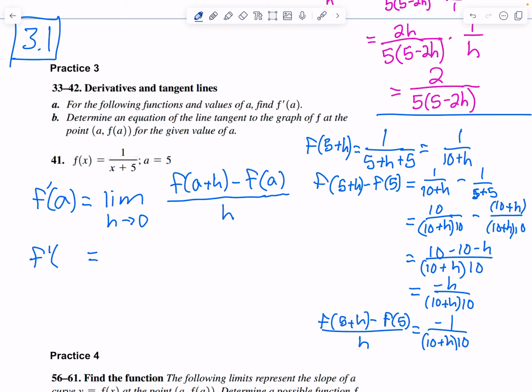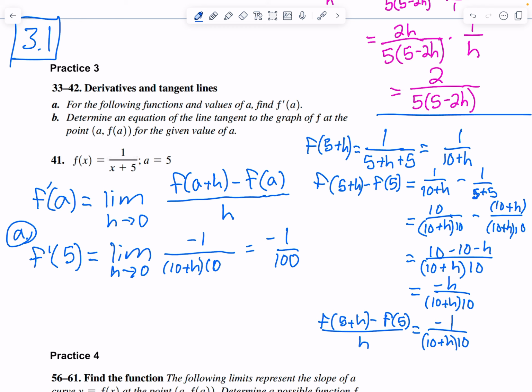F prime of 5, that's our a, is going to be equal to the limit as h approaches 0 of negative 1 over 10 plus h times 10. We can plug that in now. If I put 0 there, it's just 10 times 10, so negative 1/100th. That was A.